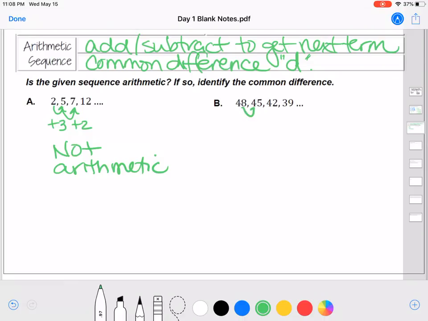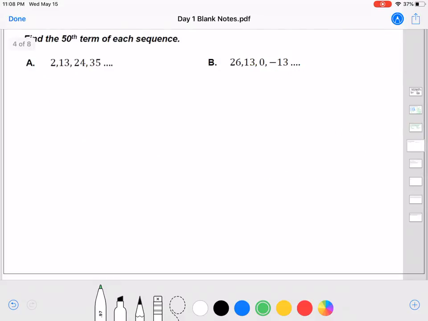The second one, we can see the pattern is that we are subtracting 3. So this one is arithmetic. And the common difference is negative 3 since we're subtracting 3. Find the 50th term of each sequence. First of all, we can see the pattern here is that we are adding 11, and we are adding 11 again, and so on. So this is an arithmetic sequence in which your d value, your common difference, is 11.